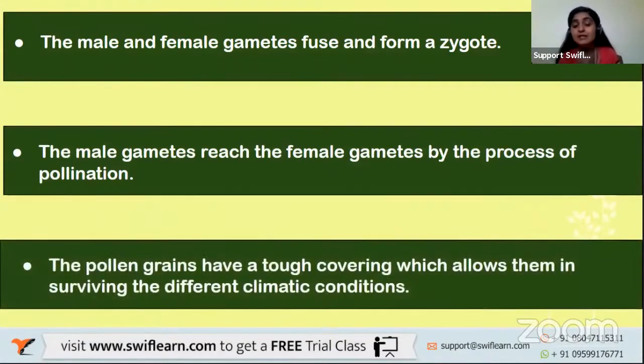The pollen grains have a tough covering which allows them to survive different climatic conditions, right? Of course, because if a male plant is a little far away, the pollen has to fly, or it comes with the water or something. So they need a little hard covering around them. Otherwise, in the process of reaching a female gamete, they can die in between. For that, they have a tough covering which allows them to survive different climatic conditions.